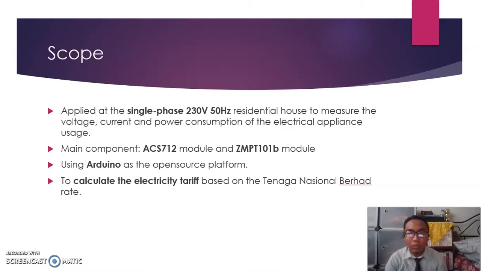The scope for this project is this energy meter will be applied at the single phase 230 volt with 50 Hz frequency. The main component for this project is the ACS712 module, which will be used to measure the current signal, and the ZMPT101B module will be used to measure the voltage signal. This project will be using the Arduino as the open source platform, where all the coding command process will be done. Lastly, to calculate the electricity tariff based on the Tenaga Nasional Berhad rate.